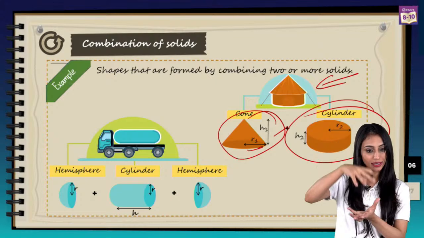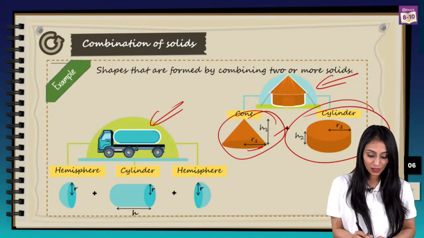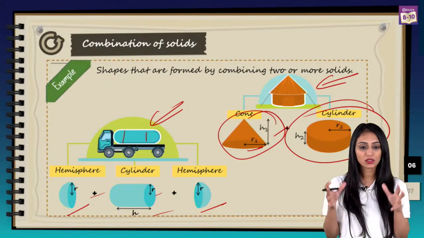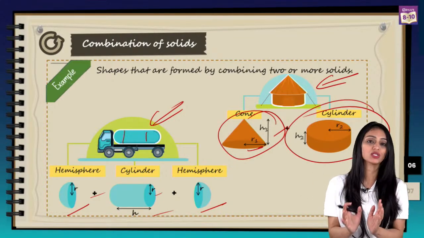and height h2, right? And talking about this, here you can see it comprises of a cylinder and 2 hemispheres, but they all have the same radius, and cylinder has a height of h. So this is about the combination of solids. When you know the formulas, it's easier for you to just apply it, right?